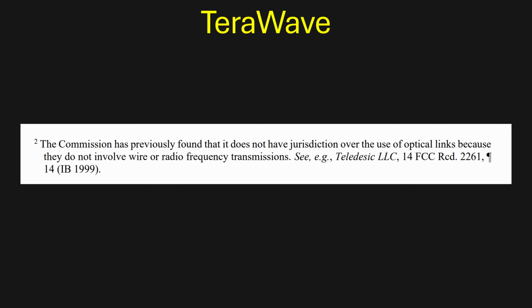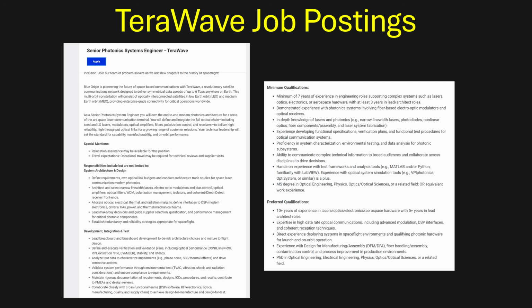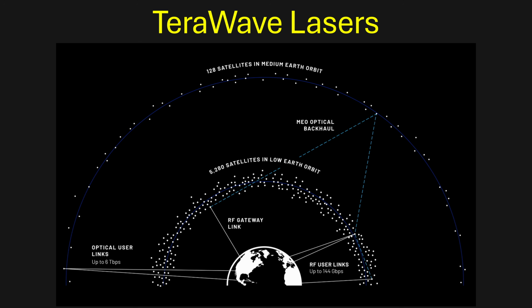The FCC explicitly does not regulate laser links, so there is no published technical information about the TeraWave optical links other than the 6 terabit data rate and some job postings which imply some already obvious design choices like wavelength division multiplexing and coherent detection. So to analyze the system, we are going to use our adaptive optics laser simulator, but first let's just look over the constellation plan and talk some business.